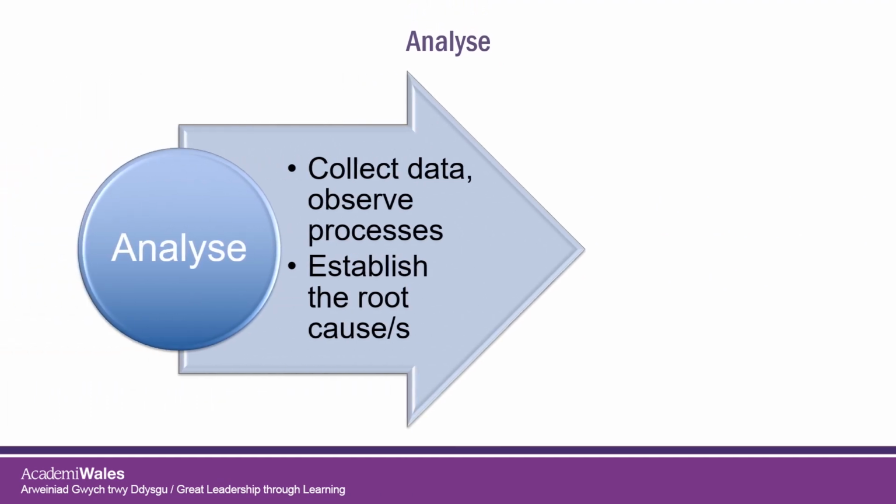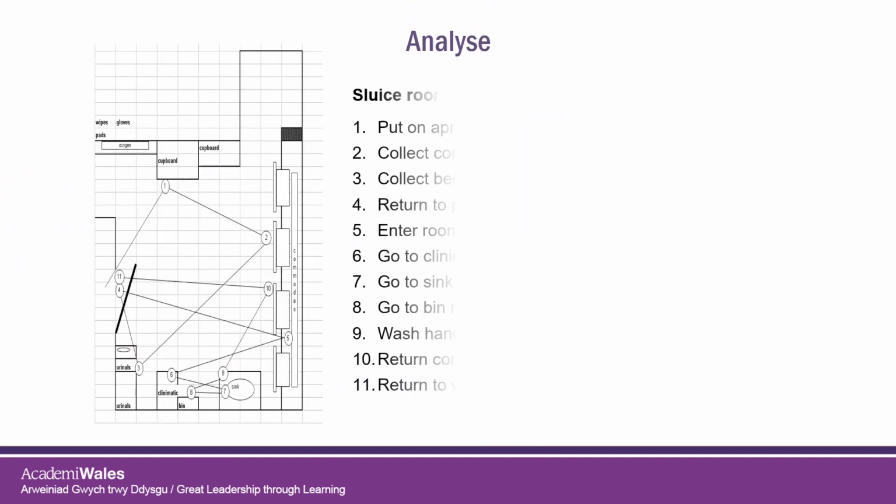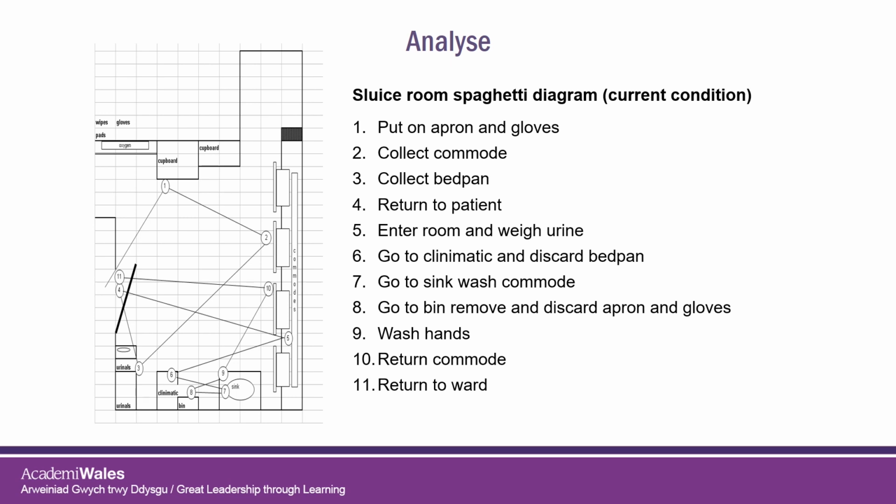Analyze. Have you heard of spaghetti diagrams? This is a pictorial view of the movement of either an object or a person. It could be a form moving back and forth and retracing its tracks. At the end of it, it can quite often look like a bowl of spaghetti.